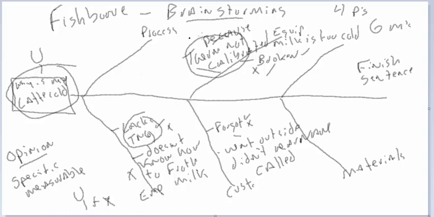So again, fishbone diagram should be brainstorming. You don't shoot down wild ideas. You cannot put opinion data up there. You have to be specific and measurable and finish the sentence. All right, and with that, I hope you enjoyed a brief intro into the fishbone diagram.